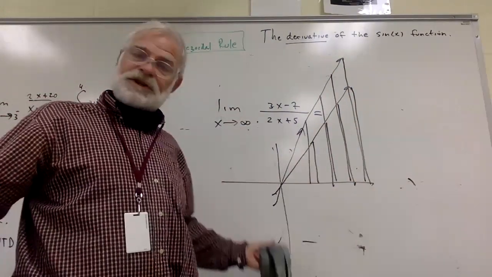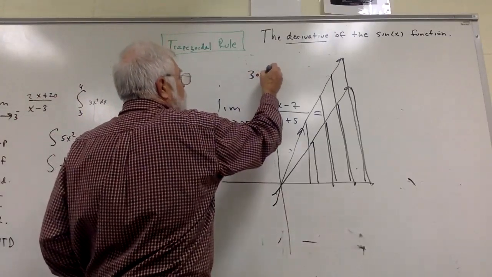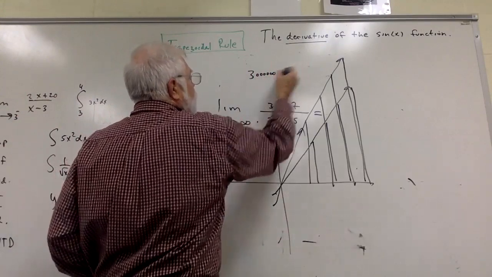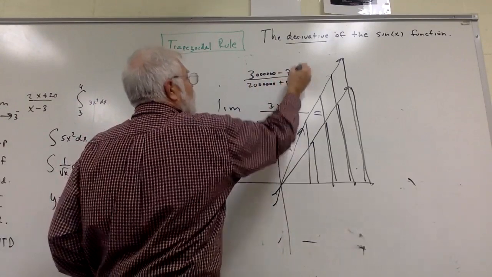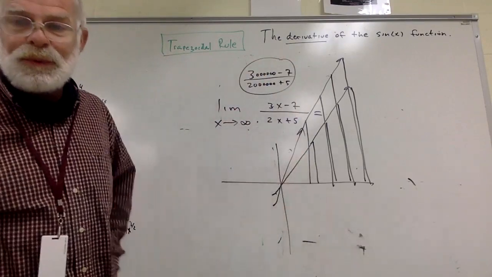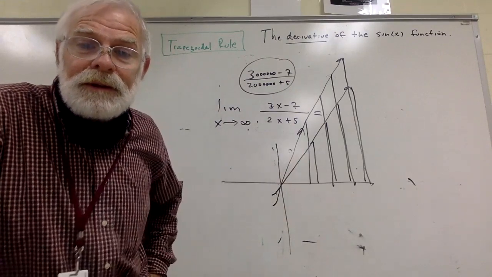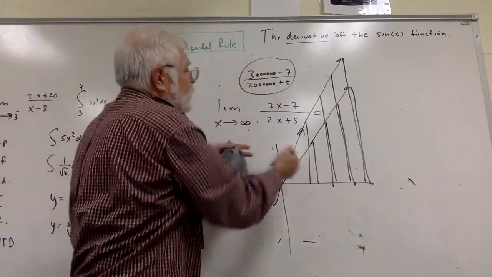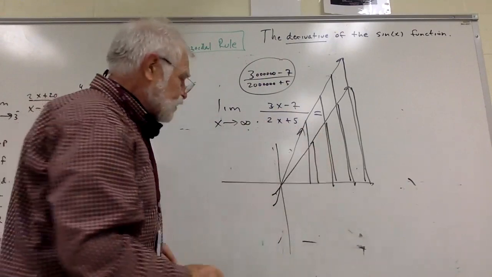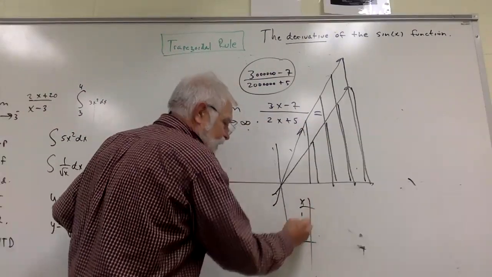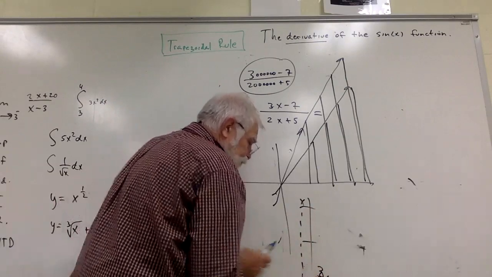Okay? And you could always do it by checking some numbers. Put 1 million in here. You would have 3 million minus 7 divided by 2 million plus 5. And think about what that's really close to. That's really close to 3 to 2. So that's the numerical analysis, that's the graphical analysis, and this is all about the trend in a table. So the trend in a table, as x's get bigger, my fraction is headed towards 3 to 2.